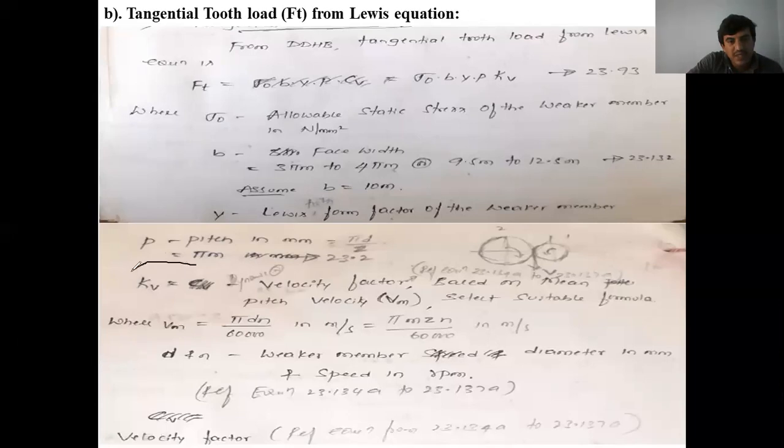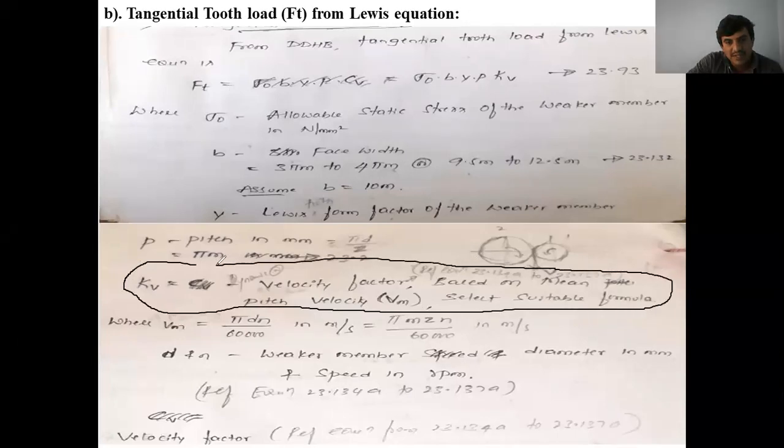Yes. Now what is Kv? The velocity factor, or dynamic velocity factor. It is based on the mean pitch line velocity Vm. What is the mean pitch line velocity? In general, the formula is pi dn by 60. If d is in millimeters, then divide by 1000 to convert into meters, so it is just pi dn by 60,000. That gives meters per second.